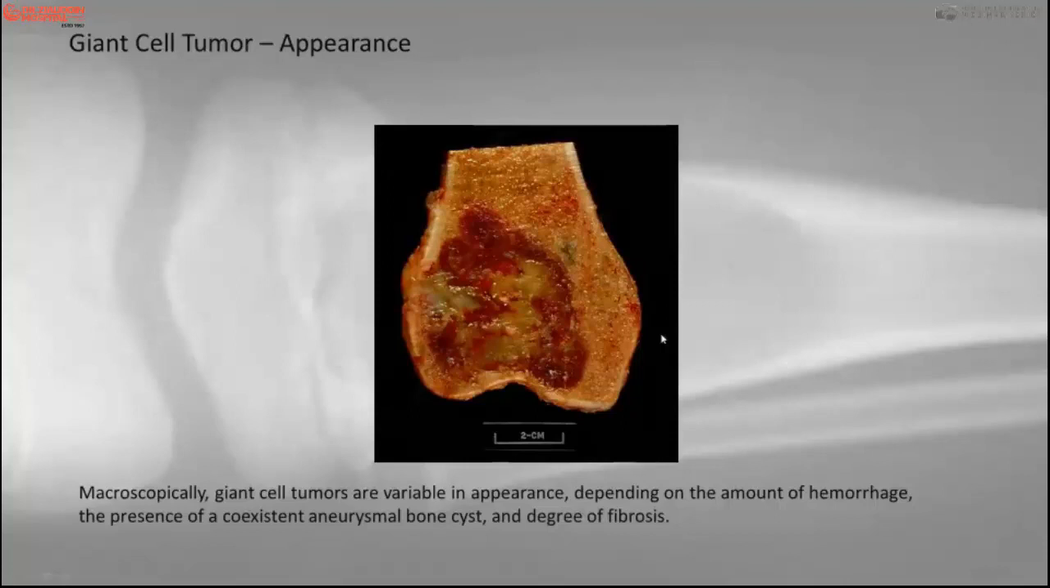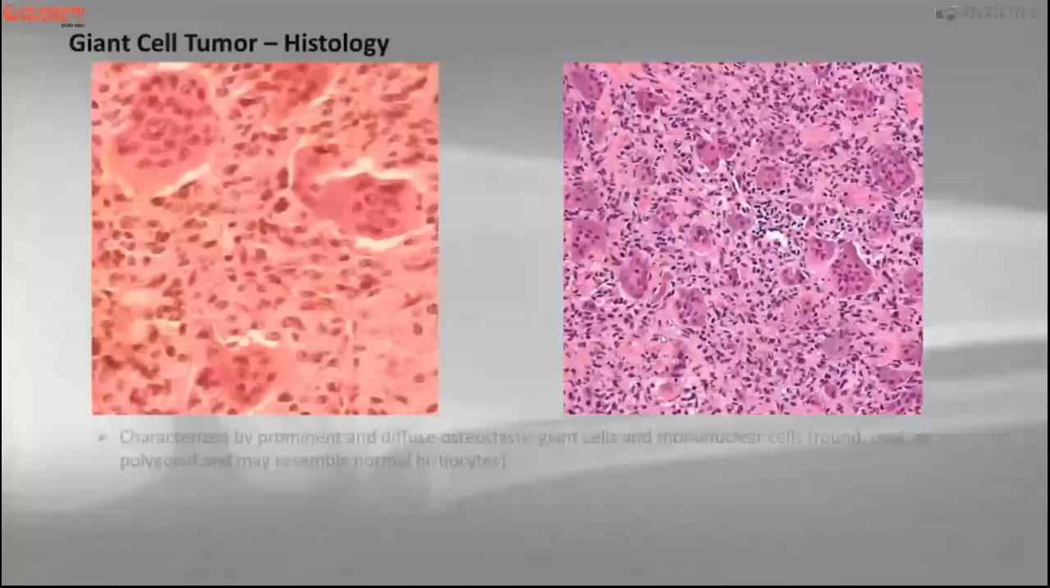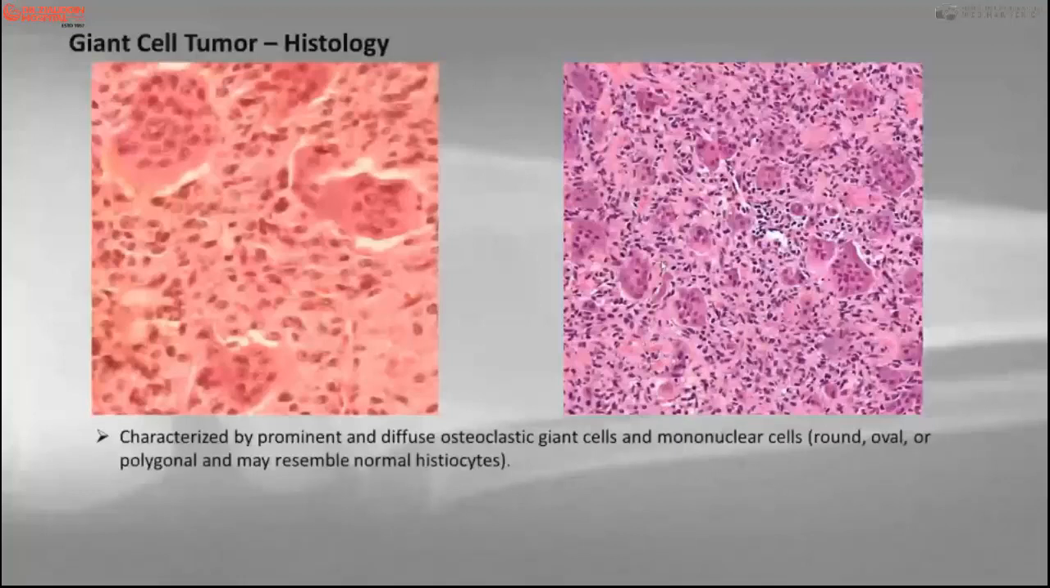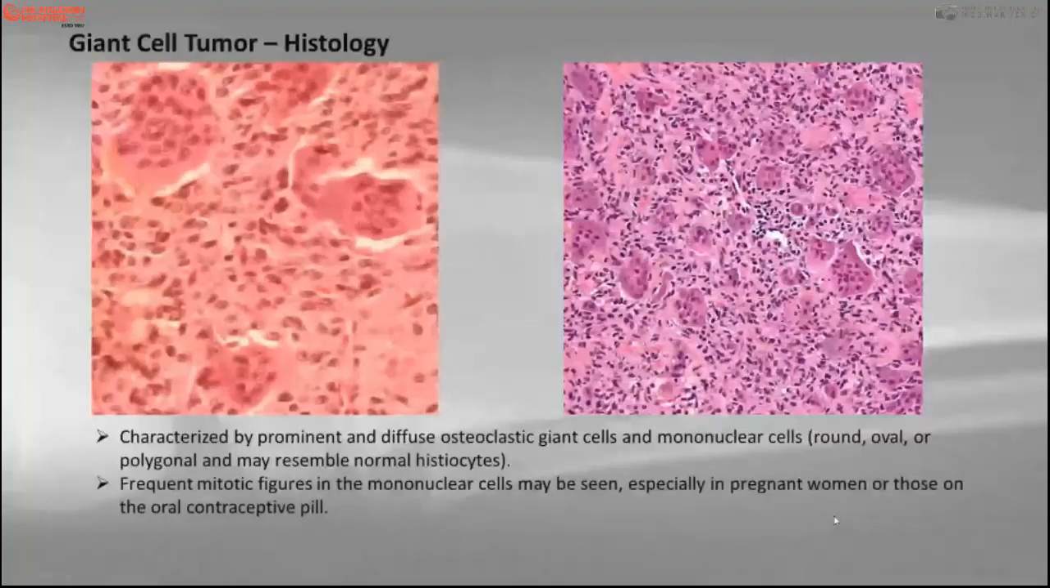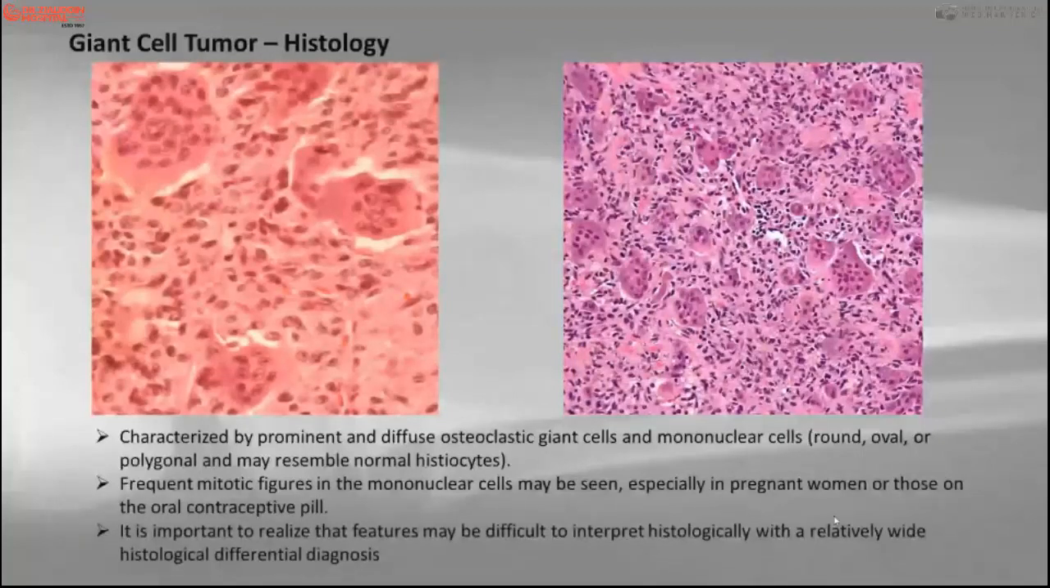These are the histology findings. You can see it all filled up with multiple osteoclastic giant cells and mononuclear cells, which are round, oval, and polygonal. Frequent mitotic figures in the mononuclear cells, especially in pregnant women or those taking oral contraceptives. It is important to realize that the features may be difficult to interpret histologically, with a relatively wide histological differential diagnosis. So again, history, imaging, and then biopsy is a triangle for diagnosis.